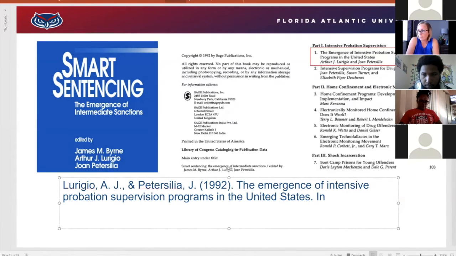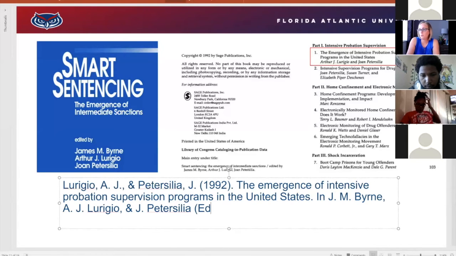All right, so this chapter is in a book that is edited by J.M. Why they can't keep things consistent is beyond me, but here you put the first name initials first, followed by the last name. And then you let everyone know that these are the editors of the book. And the book is Smart Sentencing.